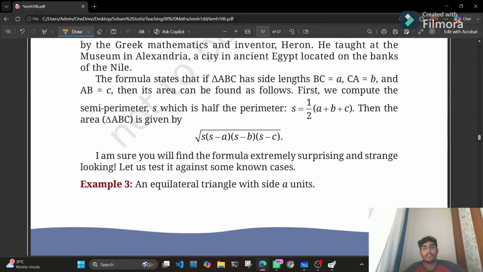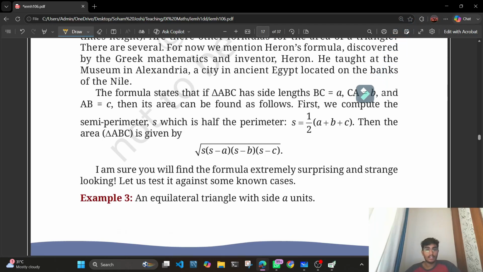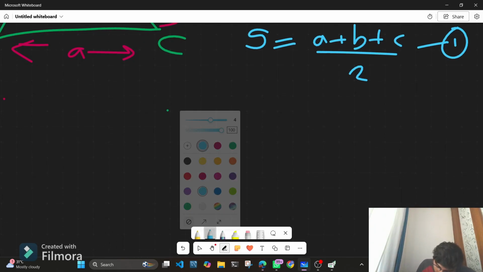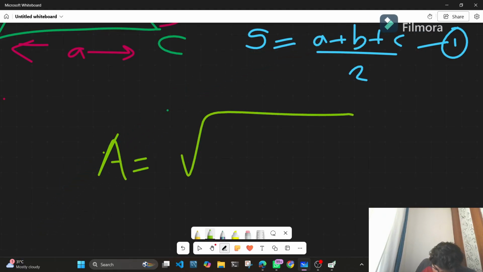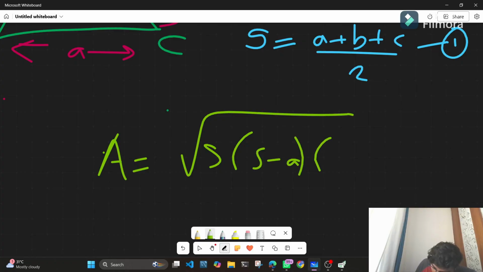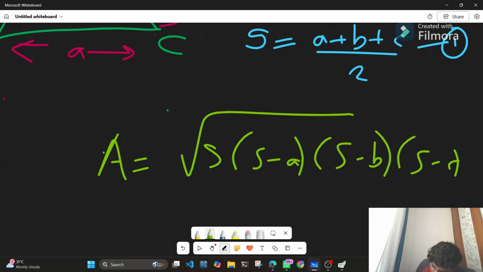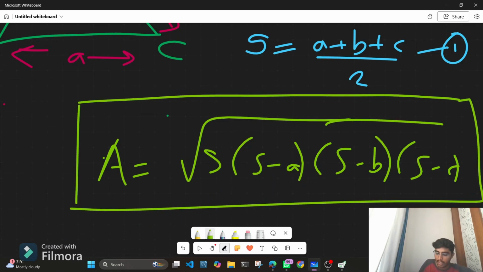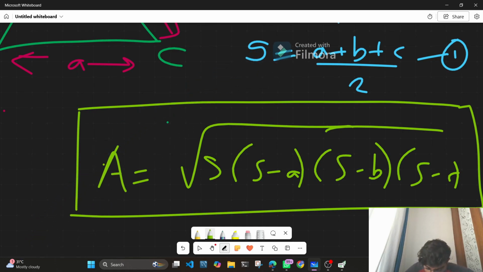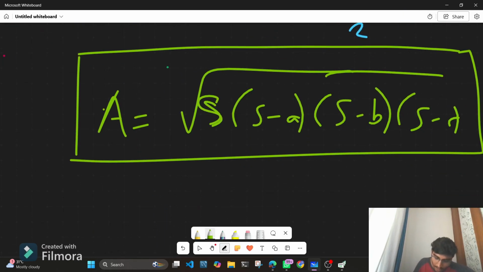After finding out the semi-perimeter, we need to apply Heron's formula to find out the area of the triangle, that is given as A is equal to under root s, s minus a, s minus b, s minus c. It seems to be a bigger formula, but that is not the case. As soon as you get the semi-perimeter, you can just put in the values and quickly you can find the area. I hope that is clear. So this is the Heron formula.